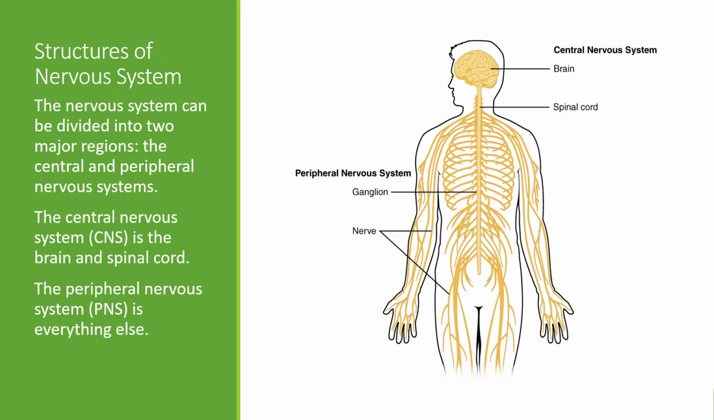So let's start talking about the two main divisions of our nervous system. So we have two regions. We have the central nervous system and the peripheral nervous system. Your central nervous system, also known as the CNS, is the brain and the spinal cord, and the peripheral nervous system, the PNS, is everything else.